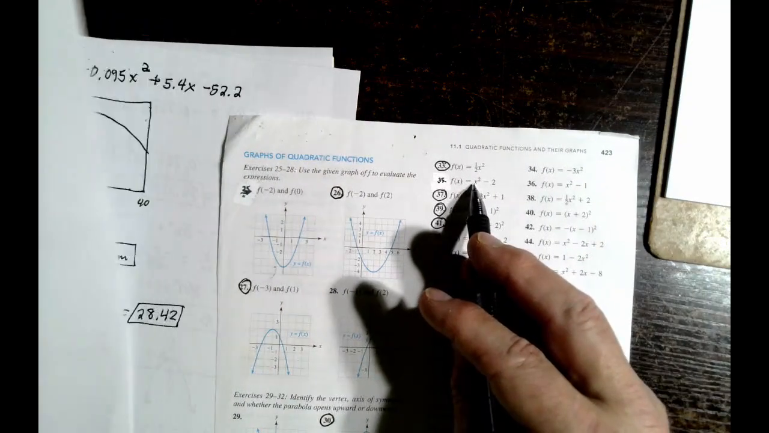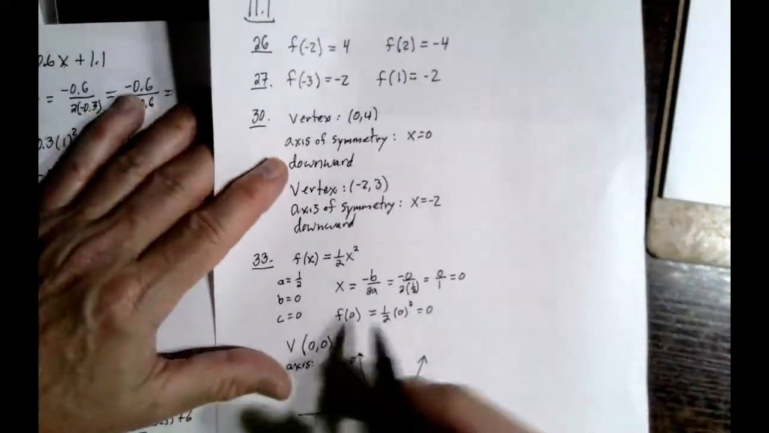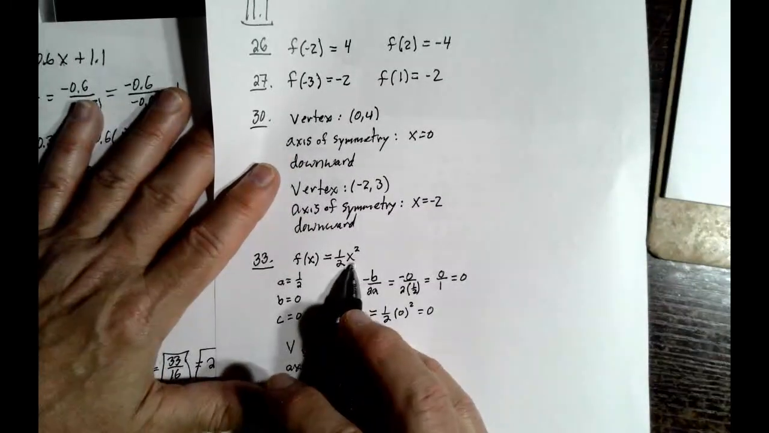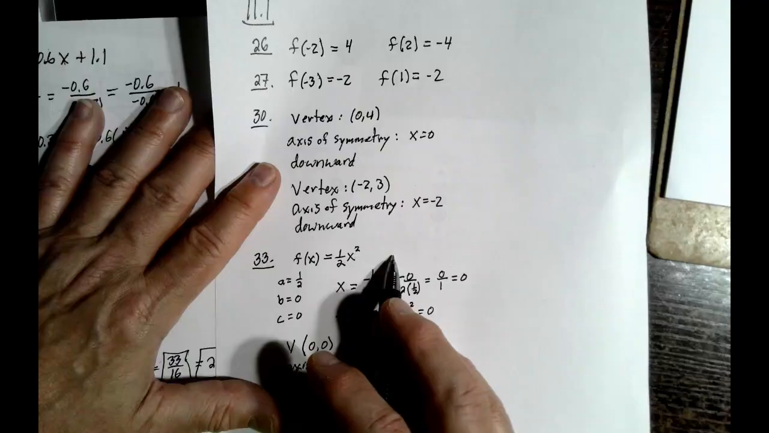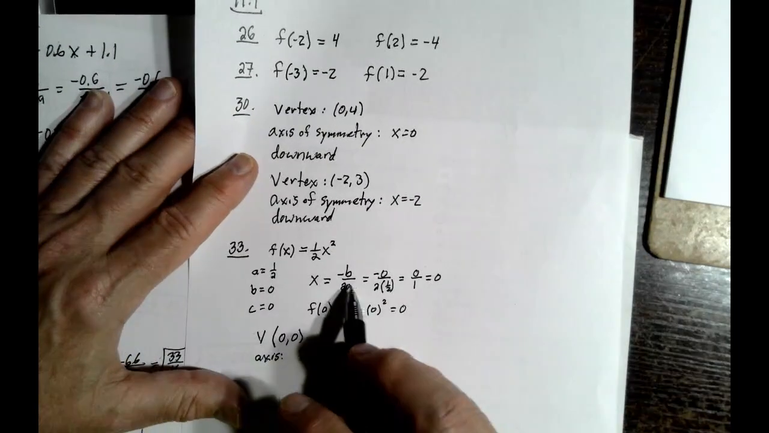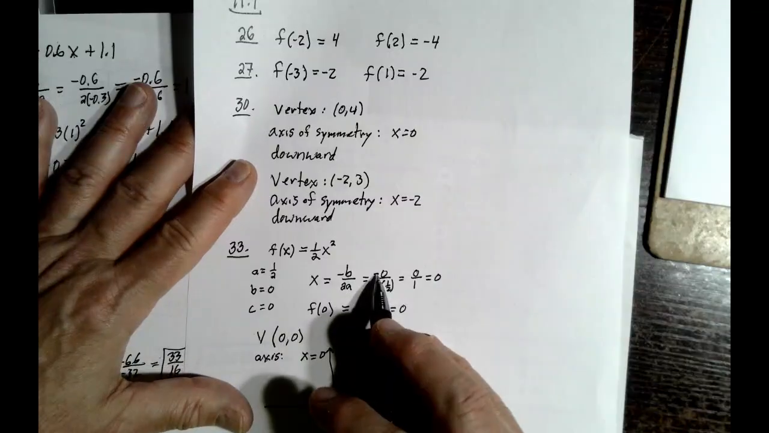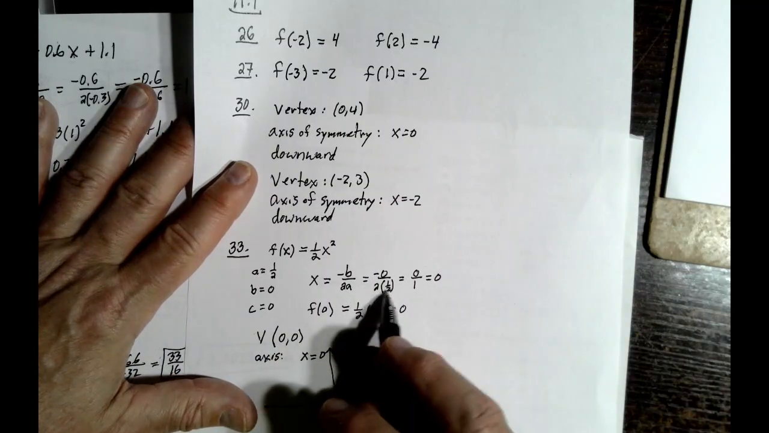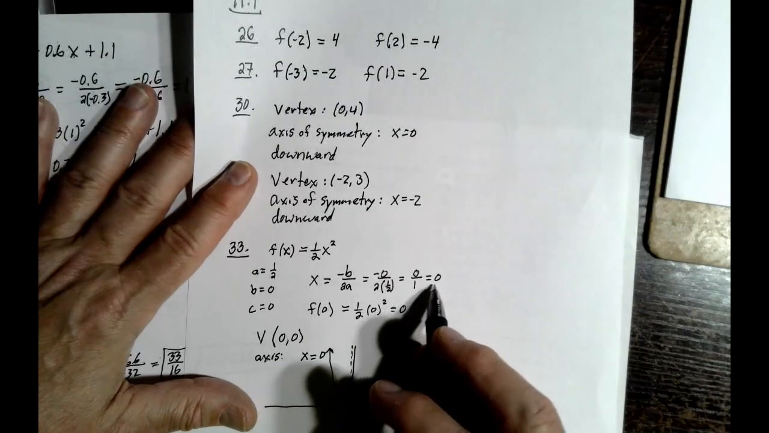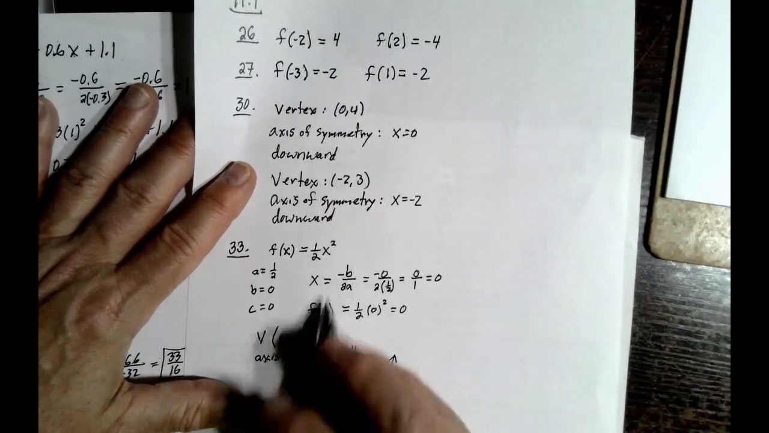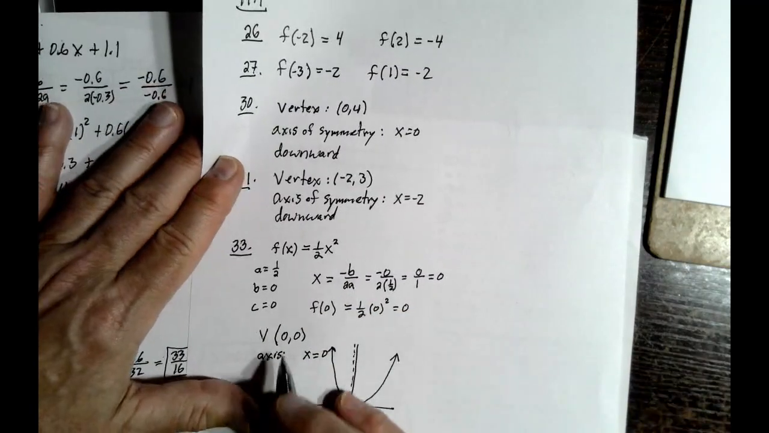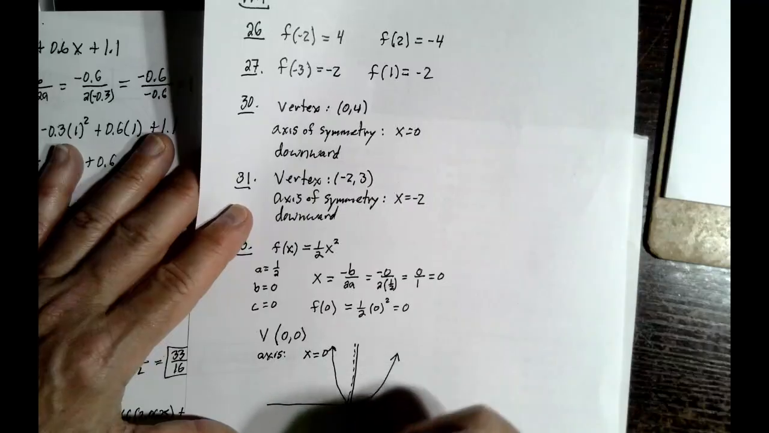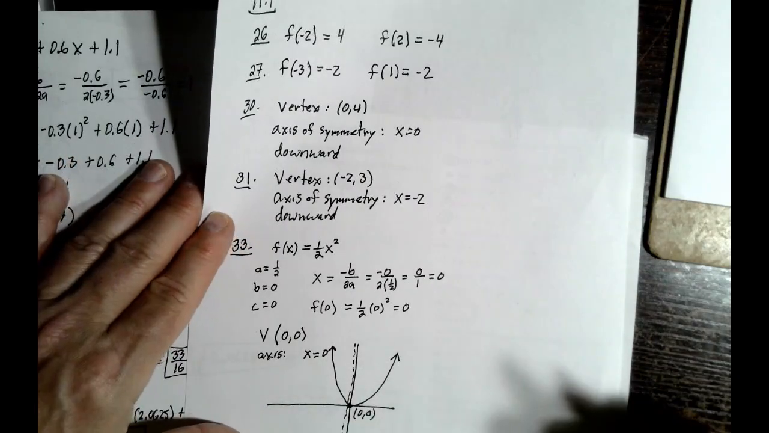Alright. And now 33, they say identify the vertex, axis of symmetry, graph it, and evaluate it at minus 2 and positive 3. Alright, well, you've got 1/2 x squared, so your a is 1/2. You don't have a b term or a c term, so b is 0 and c is 0. So x equals negative b over 2a is negative 0 over 2 times 1/2. 2 times 1/2 is just 1, but negative 0 over 1 is just 0. And when you plug 0 into the function, 1/2 times 0 squared is 0. So your vertex is 0, 0. And your axis of symmetry is x equals the x-coordinate, or x equals 0.